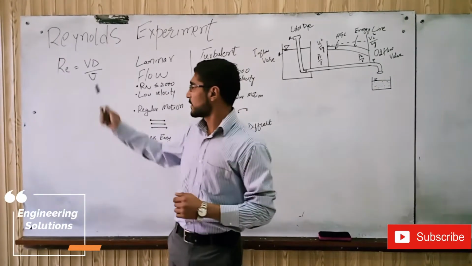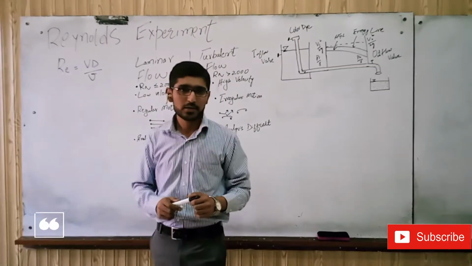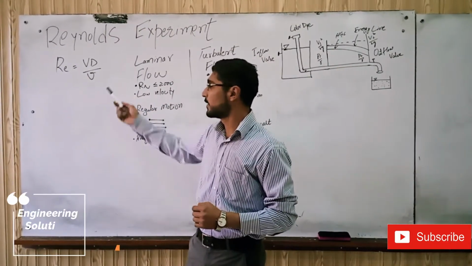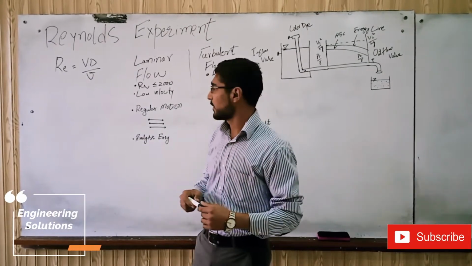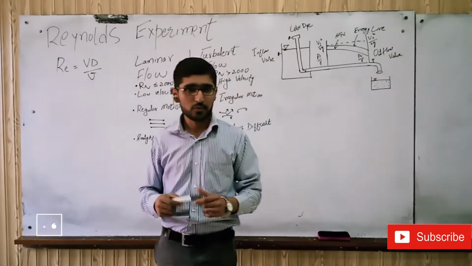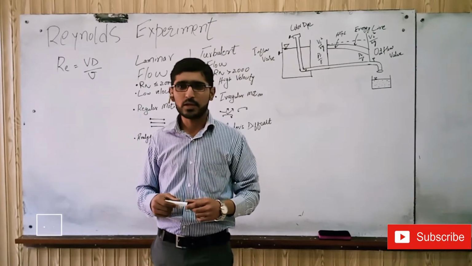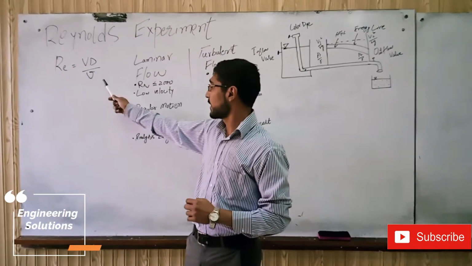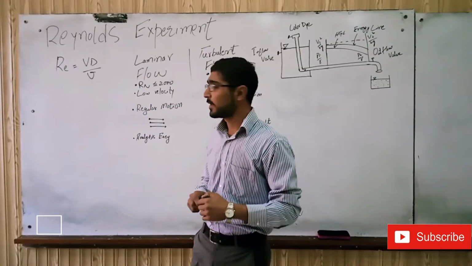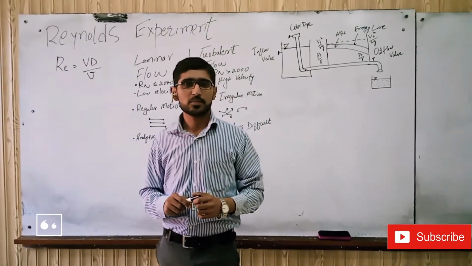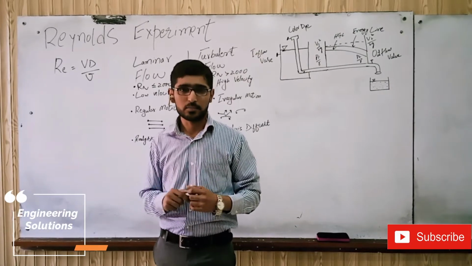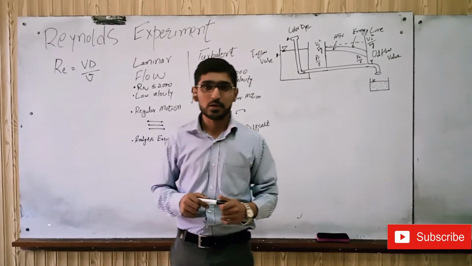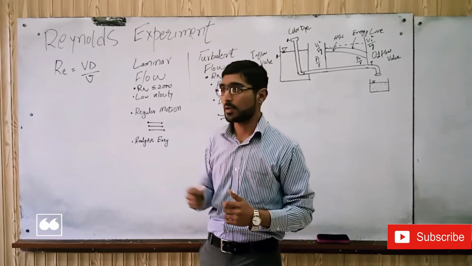So from this relationship, we can understand that Reynolds number is directly proportional to V, which is velocity. It means if the velocity of the flowing fluid is higher, then its Reynolds number will be more. And we can see from this relationship that viscous forces are inversely proportional to Reynolds number, which means if the fluid is more viscous, its Reynolds number will be smaller.